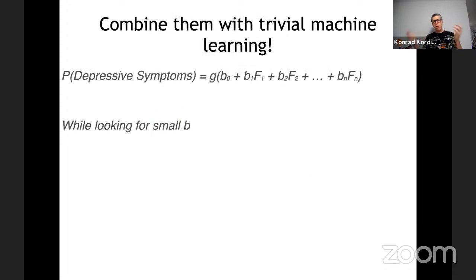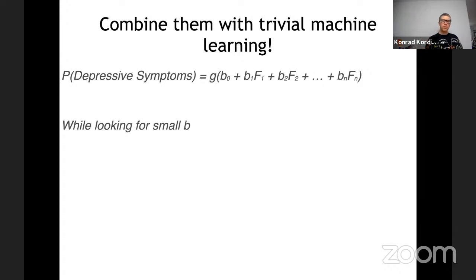And now we can combine them in some trivial machine learning, where we can say the probability of having depressive symptoms is a linear combination, or a nonlinear function applied to a linear combination, of the various features that we have for them.